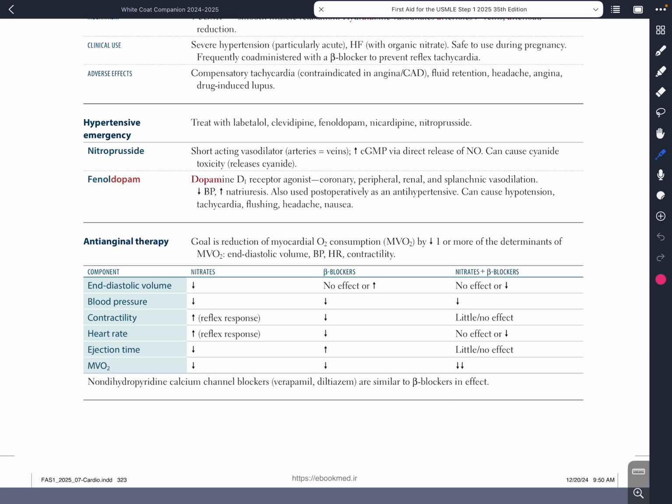Non-dihydropyridine calcium channel blockers are verapamil and diltiazem, and they act in a similar way as beta blockers. The only difference you need to remember specifically is that myocardial oxygen demand decreases with both nitrates and beta blockers, and end diastolic volume decreases with nitrates but has no effect with beta blockers. Heart rate and contractility are the same, so they both increase with nitrates and decrease with beta blockers.